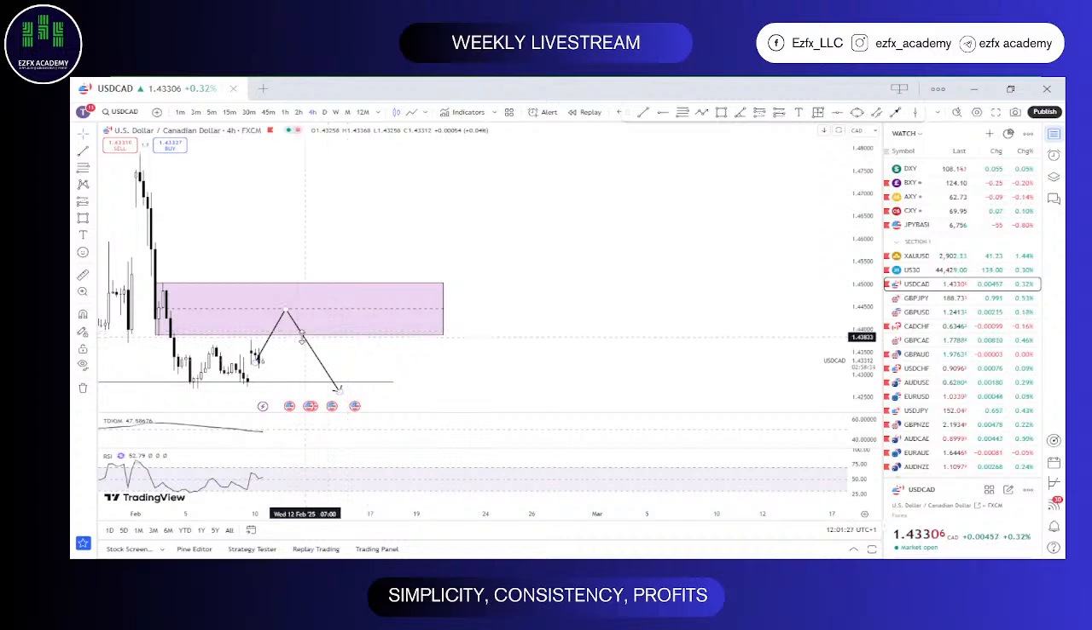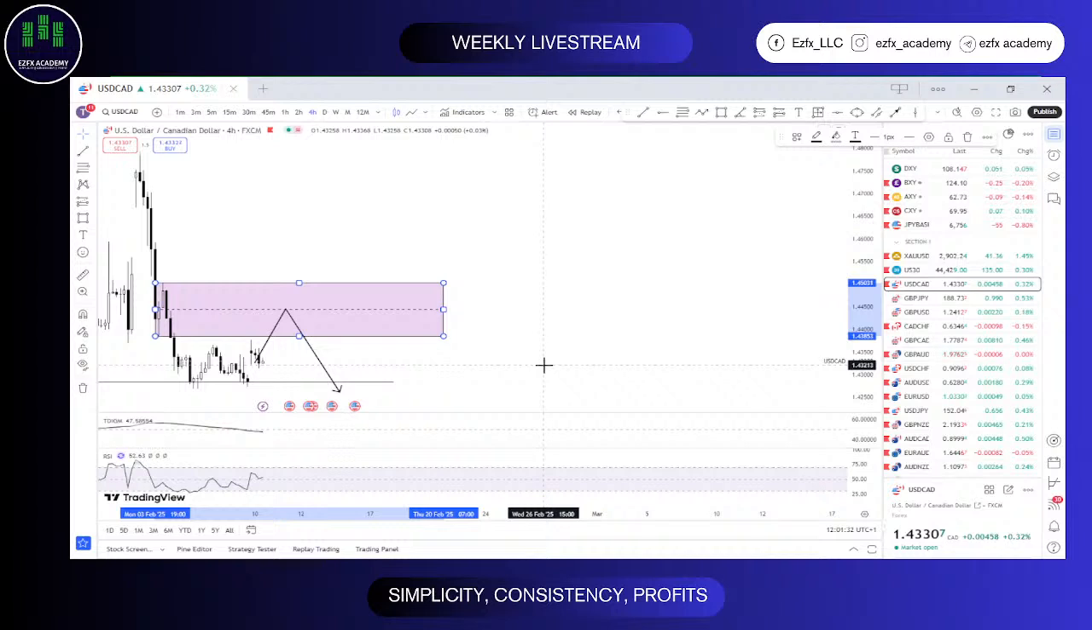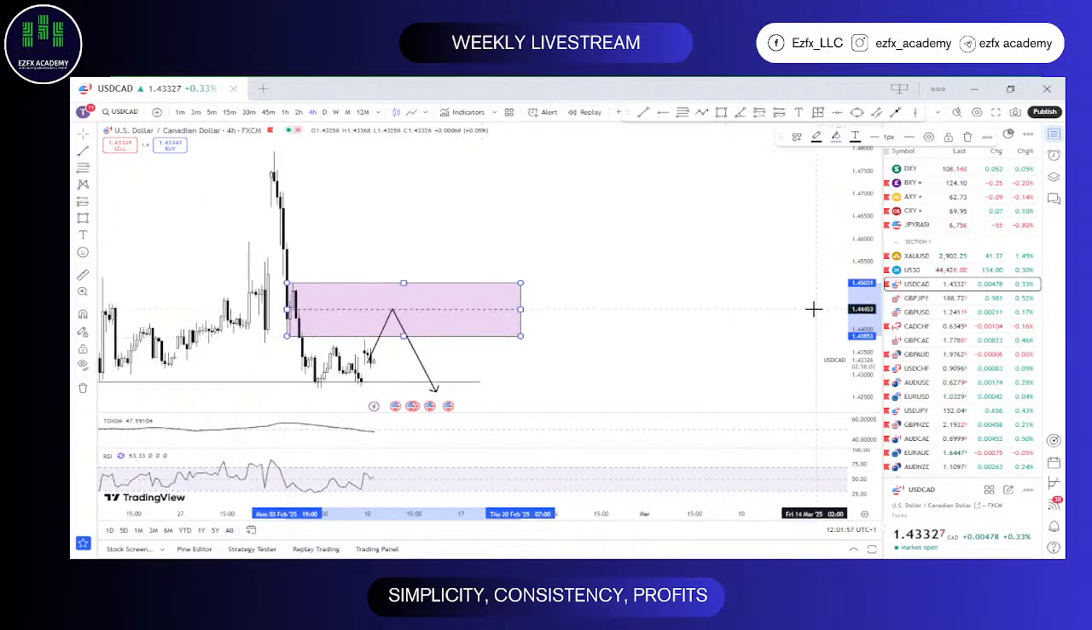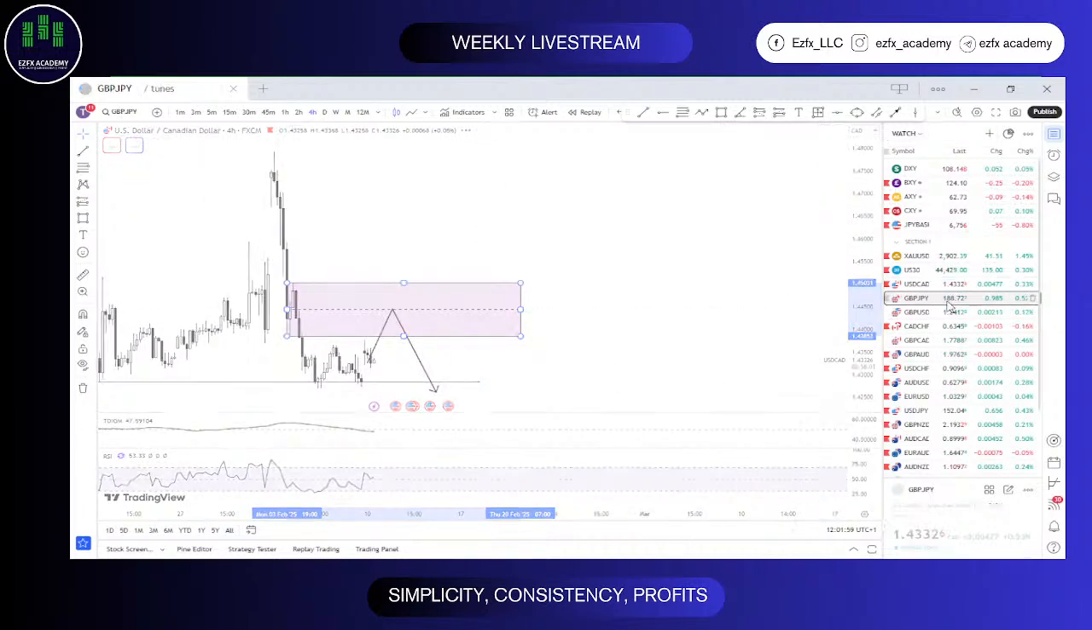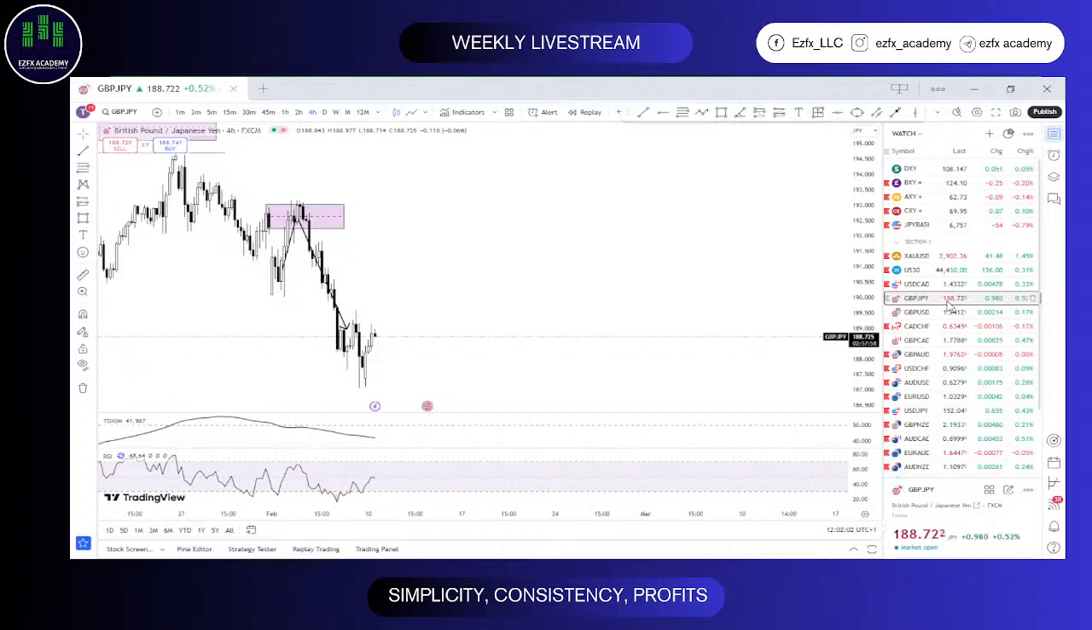If you're asking for my overall POI, the coordinates right now are between 1.45031 and 1.43853. However, you can watch out for re-entries, your own entries, from the 50% to be very safe and secure. You can watch out for your entries from around that 1.44453 or so region, 50% of that whole region. So that basically is it for USD CAD. I'm watching out for sells this week. So a buy to sell scenario is my current bias and outlook. Next up is GBP JPY.